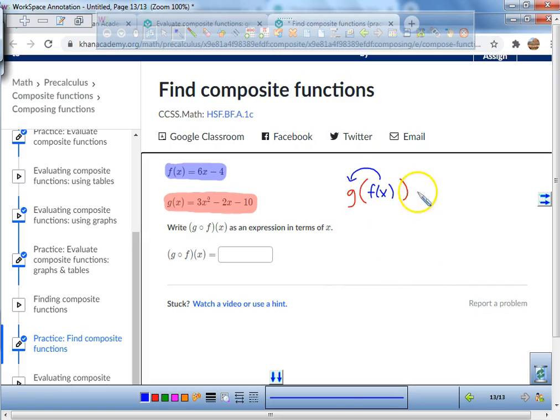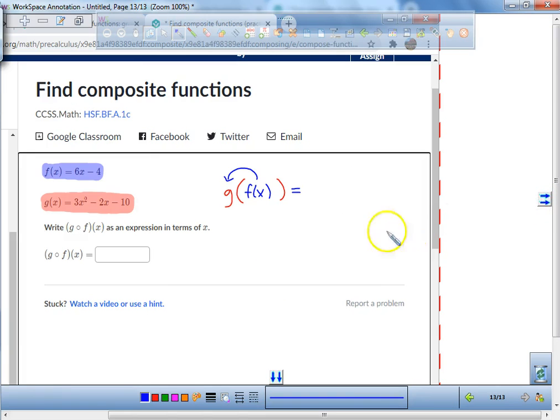All right? So what is that going to equal? Okay, so hopefully you have this written down. We're going to find g of f of x. Now this is going to take a little bit of time here, okay? Because right here it says 3, right? That's what g of x is. And I got to open up a big old parentheses, but what do I got to plug in here? I got to plug in 6x minus 4. And what am I going to have to do to that sucker? I got to square it.